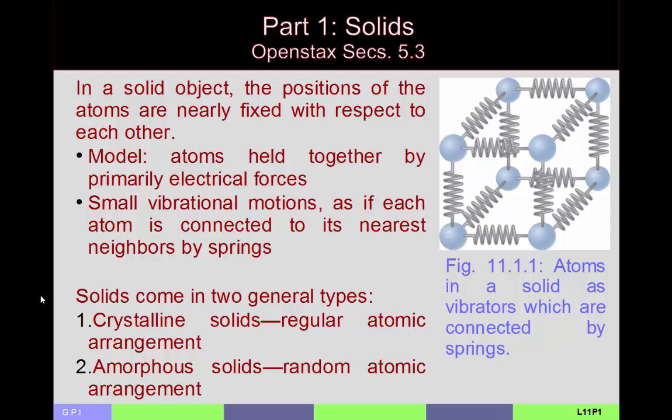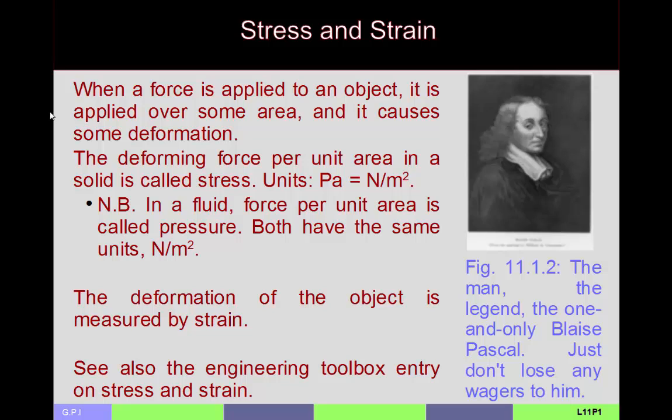And for solids, there's basically going to be two general types of arrangements. You can have a crystalline solid, which might look something like this as a model. You can also have an amorphous solid, which is a more random atomic arrangement. This is more like, for example, glass might be amorphous in its arrangement. In any case, what I wanted to talk mostly about was stress and strain.